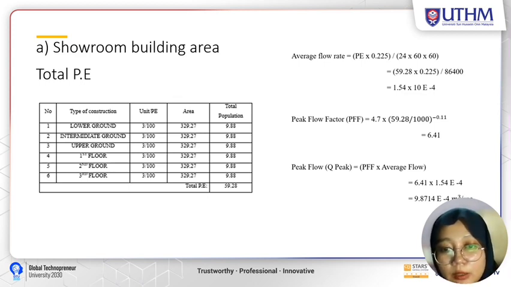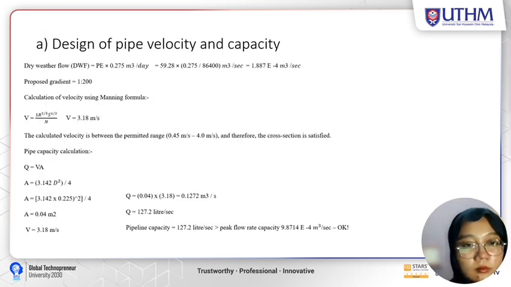9.8714 times 10 negative 4. For design of pipe velocity and capacity, the dry weather flow is PE times 0.275 meter cube per day, which is 1.887 times 10 negative 4 meter cube per second.